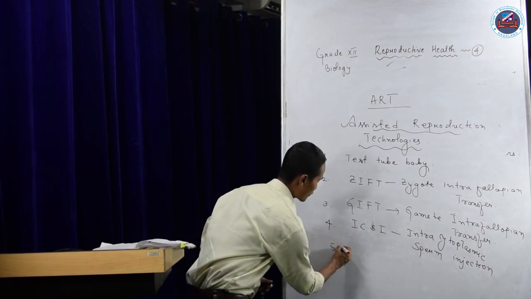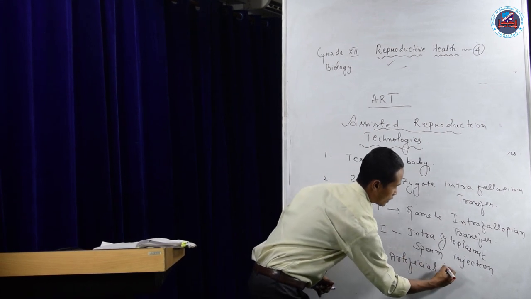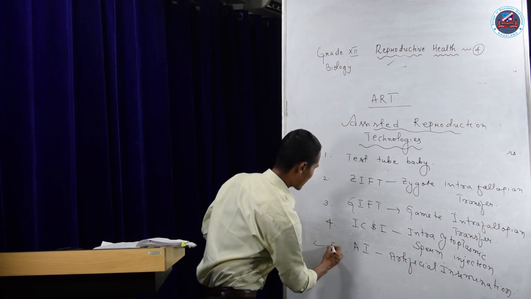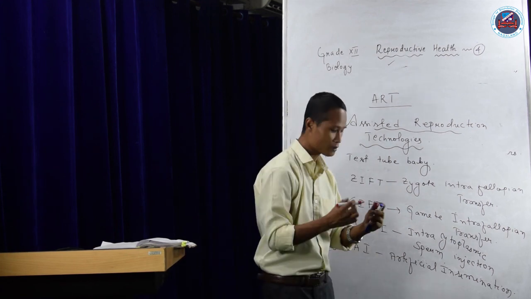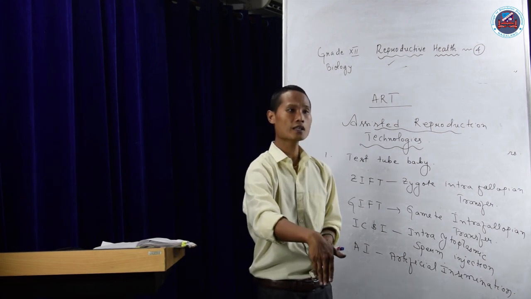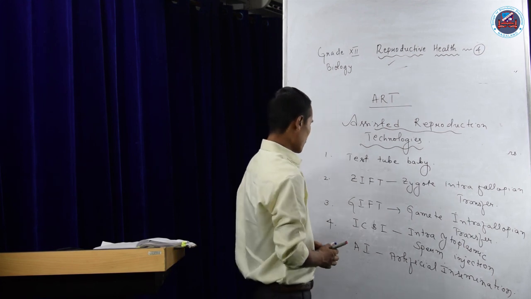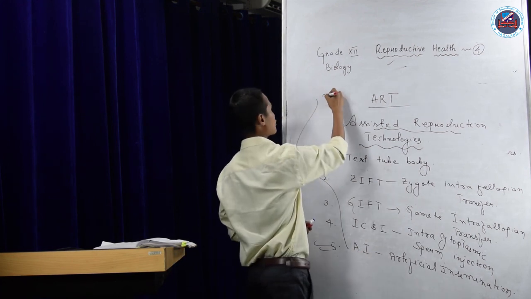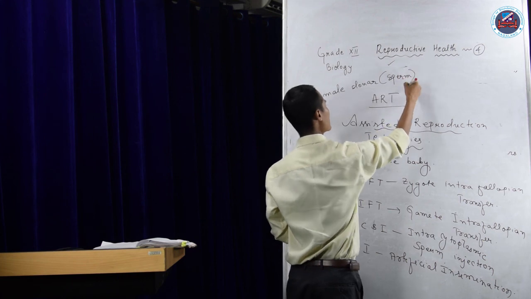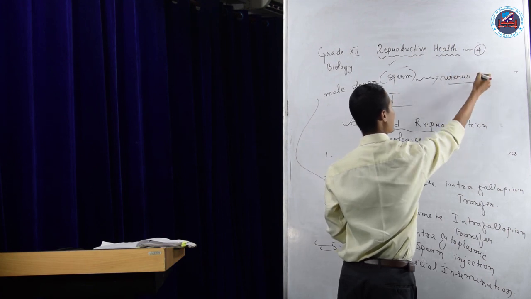The next is artificial insemination. This method is very common. In artificial insemination, the male donor provides the sperm, and then it is injected into the female uterus. You have to remember that it is a male donor who provides the sperm, which is then injected or inserted in the uterus of the female.